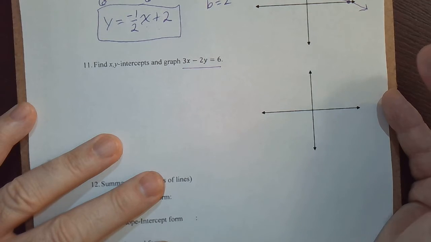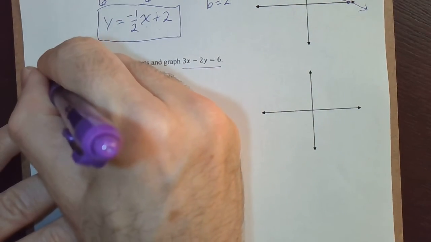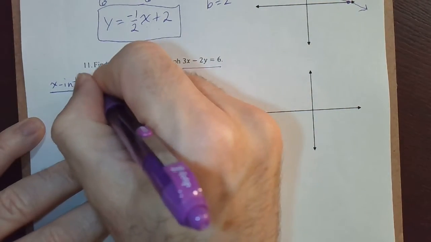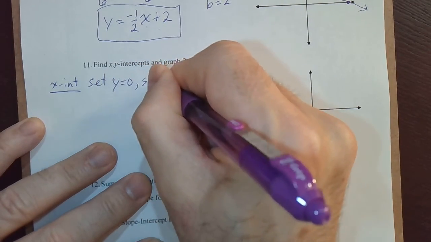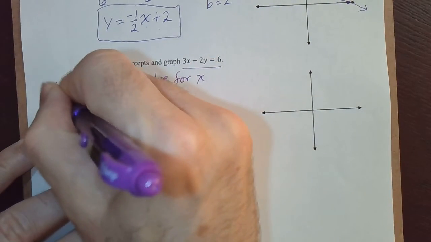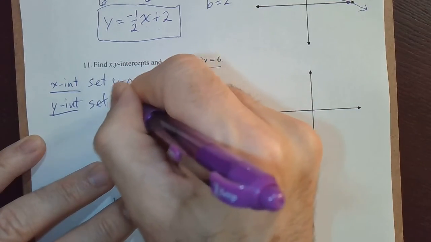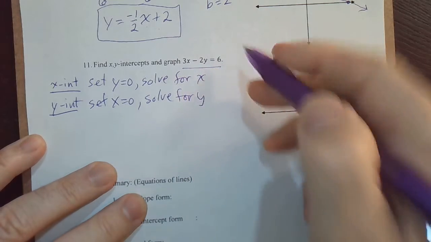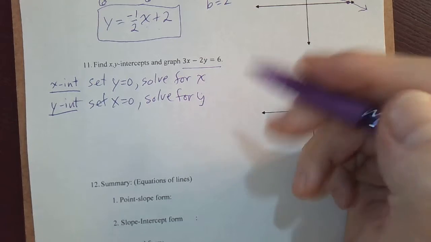One method to do this, and the way I like, is it works every time. For the x-intercept, you set y equals 0, solve for x. For the y-intercept, set x equals 0, solve for y. And whatever you get when you solve for x and y, this will be the x-intercept and the y-intercept.